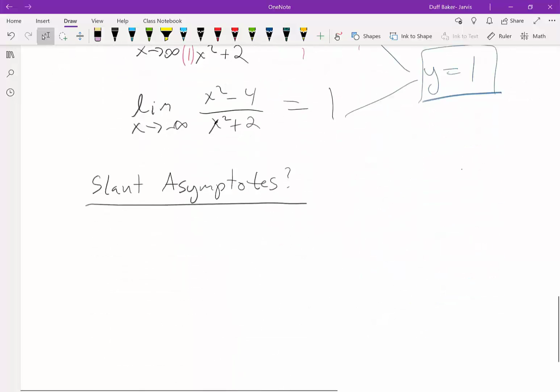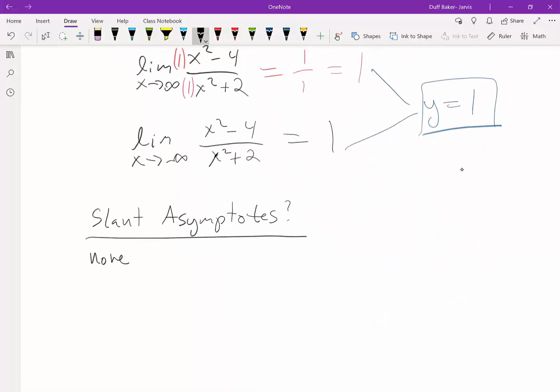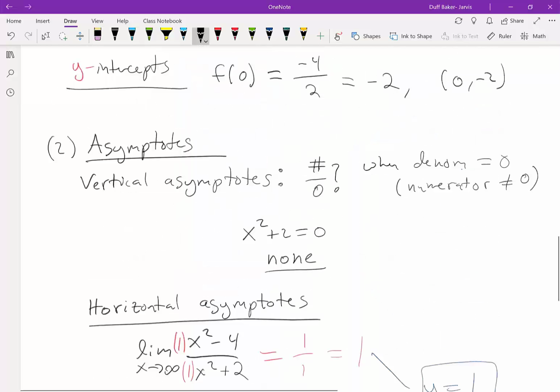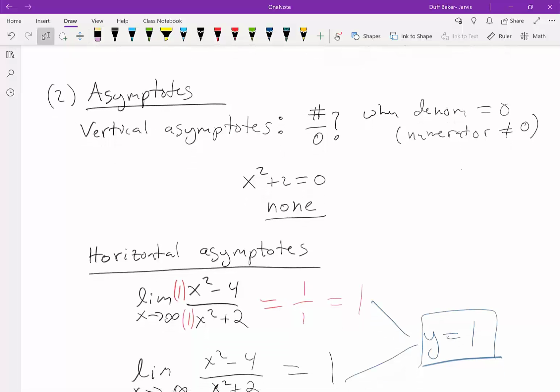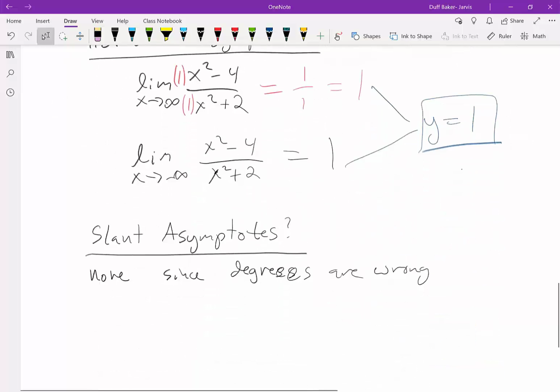So the reason there is none is that the degrees are wrong, right? The only way a function can have a slant asymptote, at least a rational function, would be if the degree of the numerator was exactly one more, but here they're the same, so it can't happen, right? So that can be an easy way to tell whether there's going to be a slant asymptote or not. Okay.